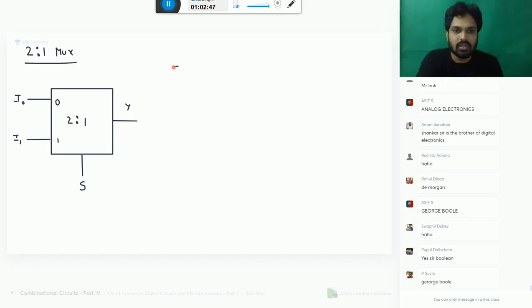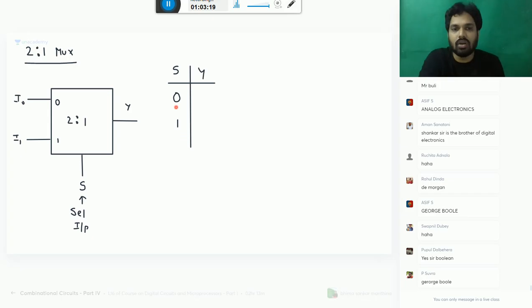You have one selection input, and you have one output. Only one selection. These are data inputs, and this is your selection input. Here you assume 2 power n. What is n here? n is 1, one selection. So the selection input can be 0 or 1.